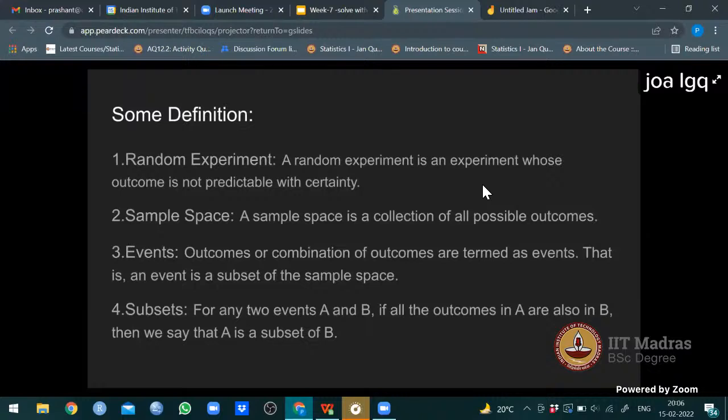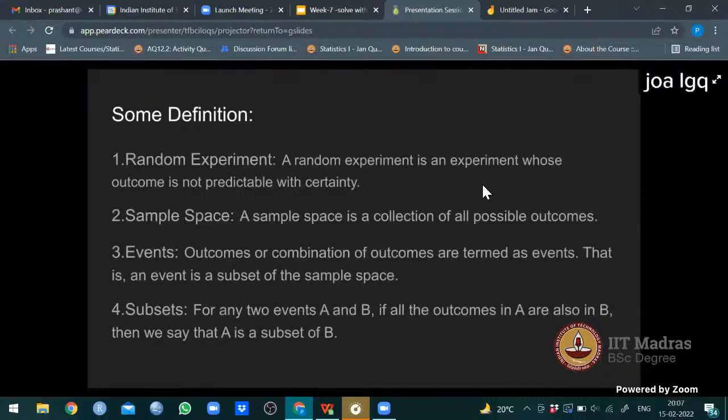An event is a subset of the sample space, a combination of outcomes. Suppose you roll a die 2 times and you get 36 possible outcomes. Then an event could be that the sum on both dice is an even number. So the event will be some combination of outcomes, which will be a subset of that sample space, right?